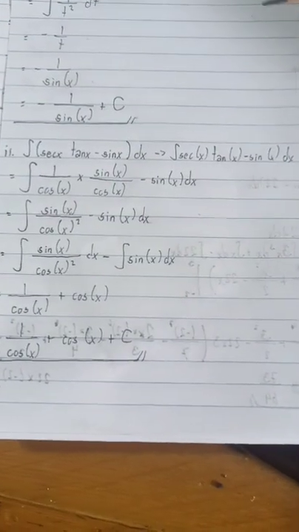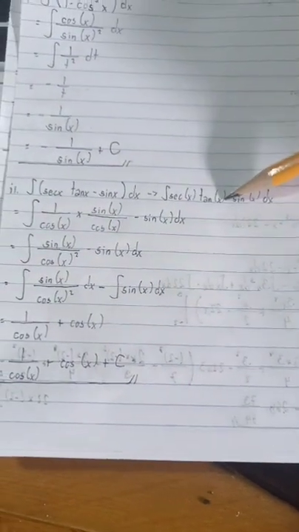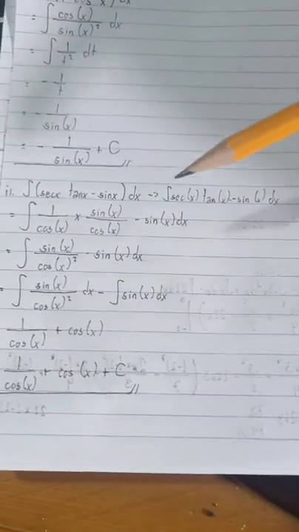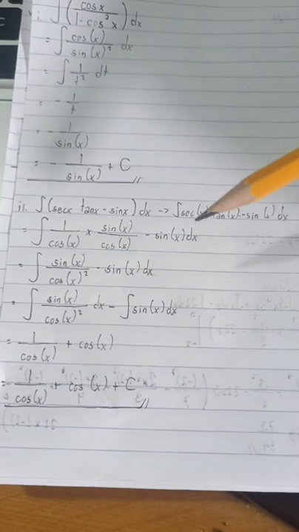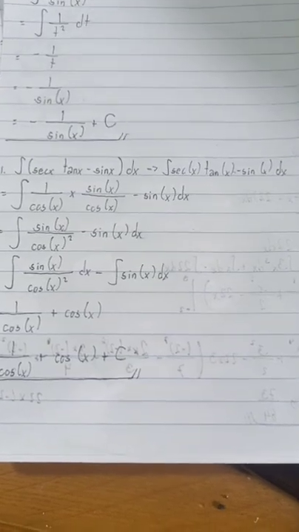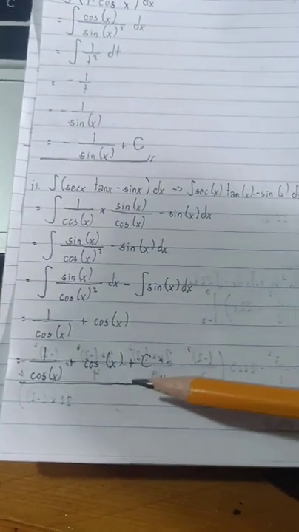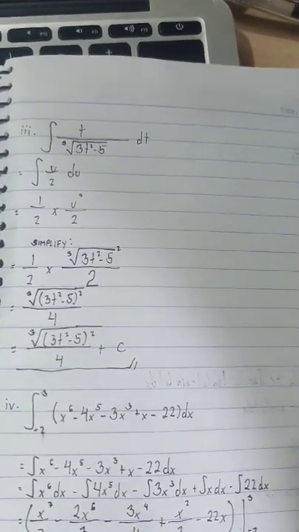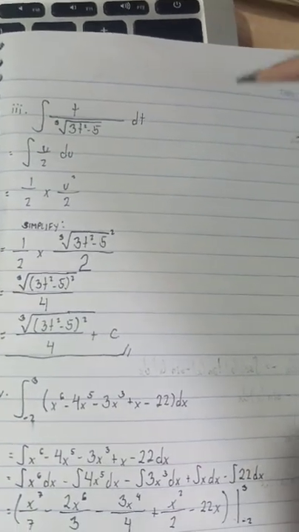Number 2, the integral of secant x tan x minus sine x. Then what I've done is that I transform first the expression to this one. And then the next one is that we multiply 1 over cosine x and then sine x over cosine x minus sine x dx. And then the next one is that I use the properties of integrals. And now I evaluate the indefinite integral. And then the next is that I can now get the final answer, which is 1 over cosine x plus c.